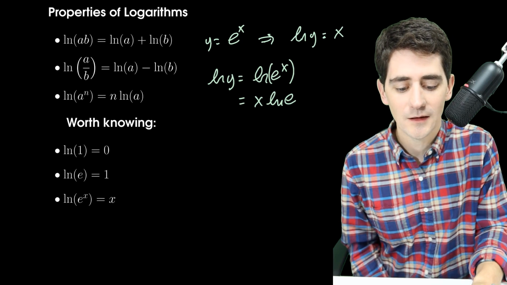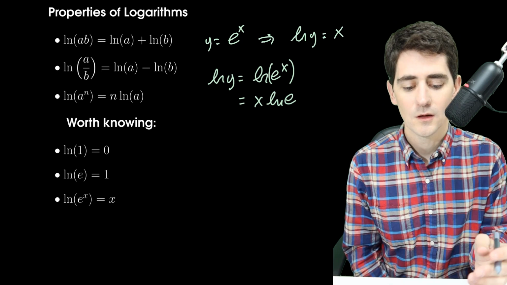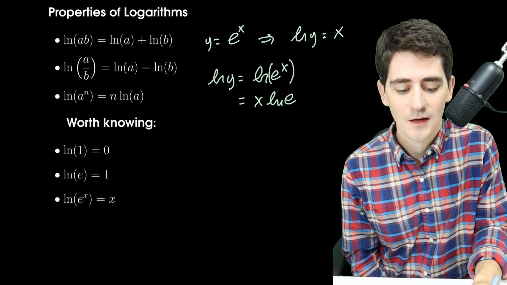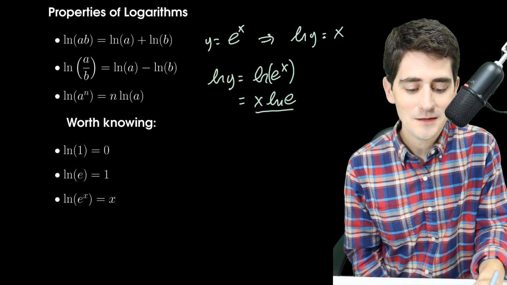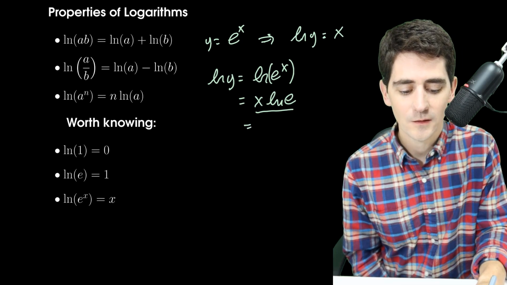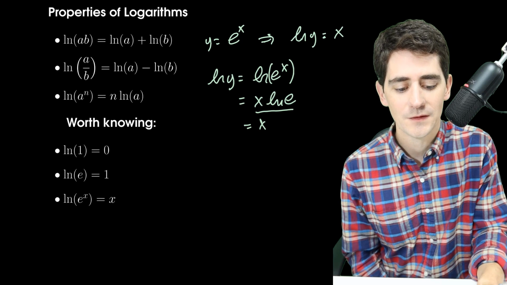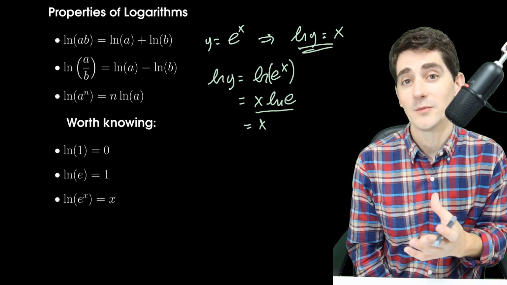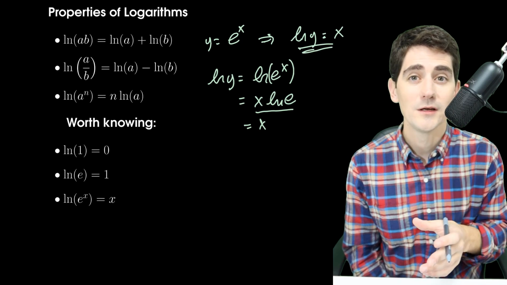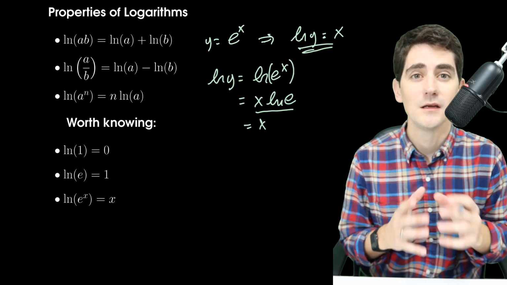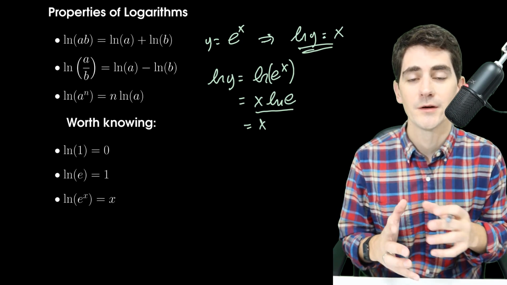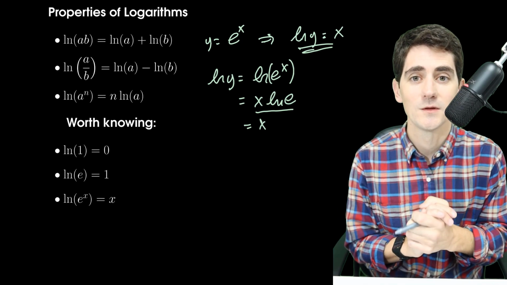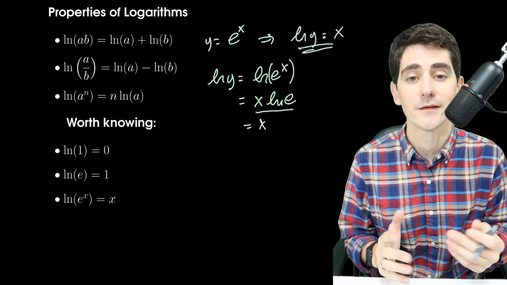And you can see that again in this equation. I have ln y equals ln e to the x. That turns into x ln e. And then ln e is 1. So we just get x, which is exactly what I was saying at the beginning. Another way you can think about this is natural log and e are inverse functions of each other. So when you compose them, they cancel each other out. You just reduce down to x.